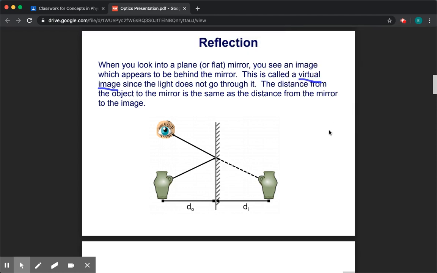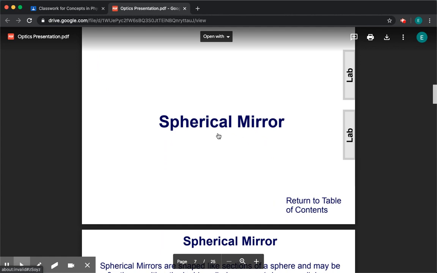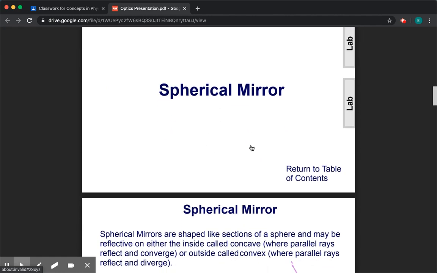Okay, I am back. A virtual image just means the image appears to be behind the mirror. Now that's not always going to be the case. A real image means it looks like it's in front of the mirror. That may sound weird and strange, but we'll get into how that's possible in a second. That happens with spherical mirrors.